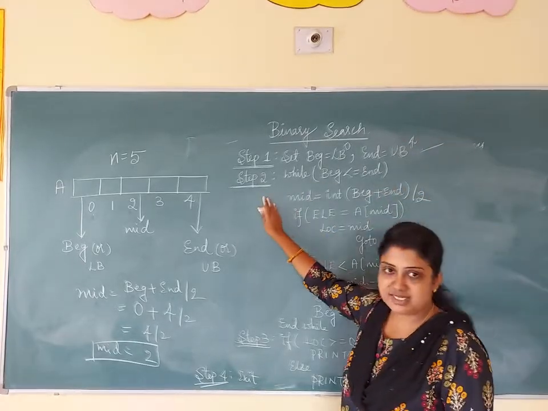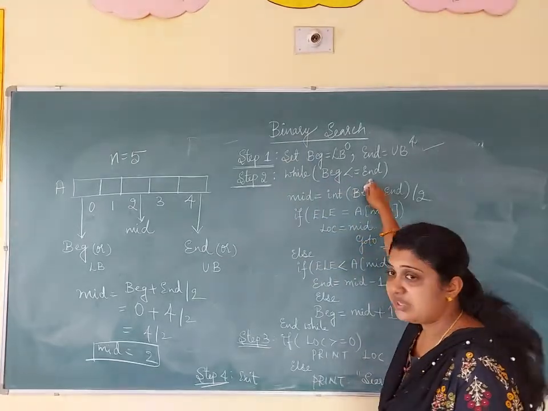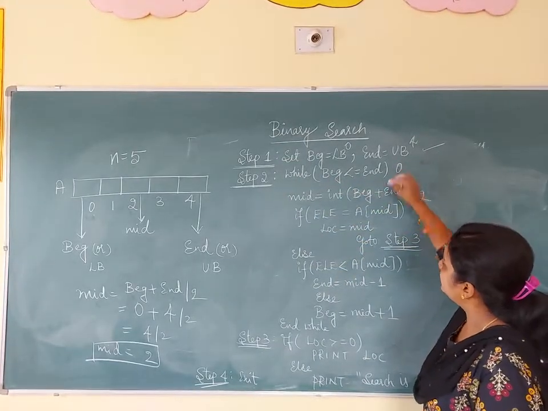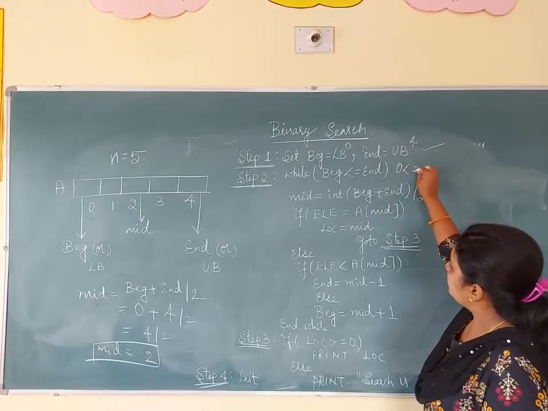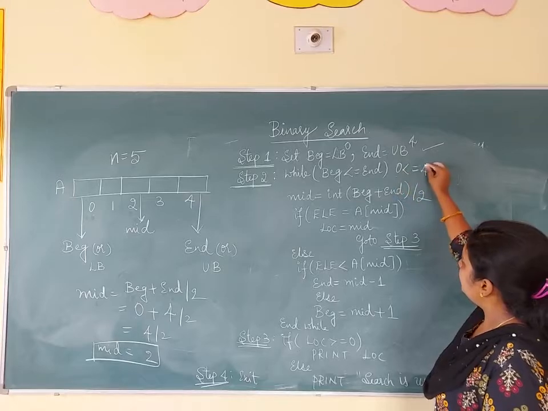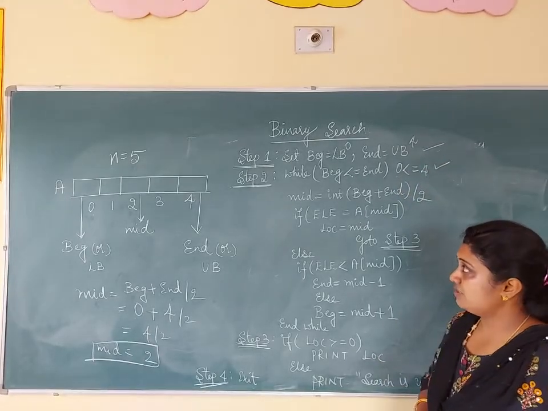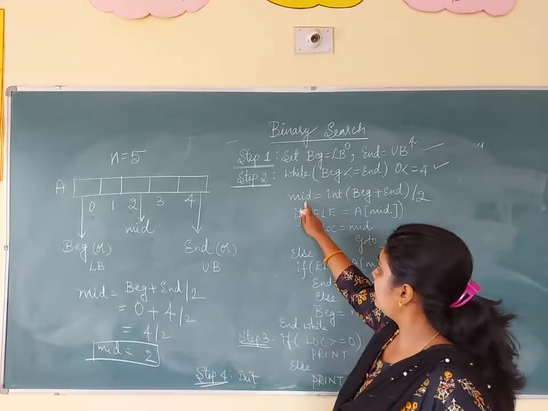Then we'll move on to step 2. While beginning is less than or equal to end. What is my beginning? 0 is less than or equal to, what is my end value? That is 4. 0 is less than or equal to 4, so the condition is true. If the condition is true, where exactly will it come? It will come to here.